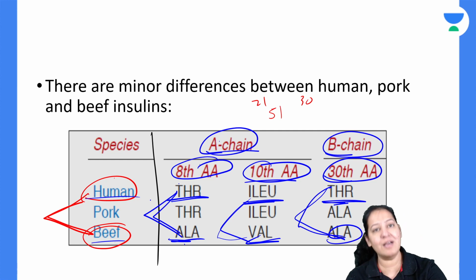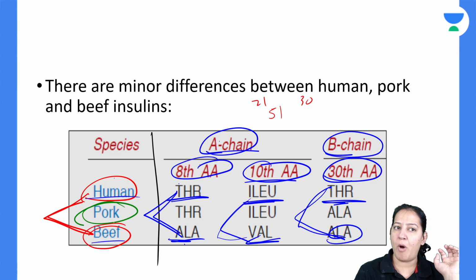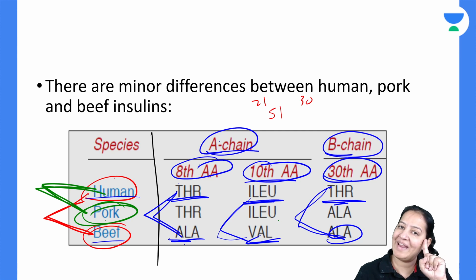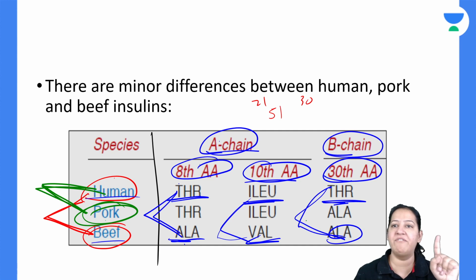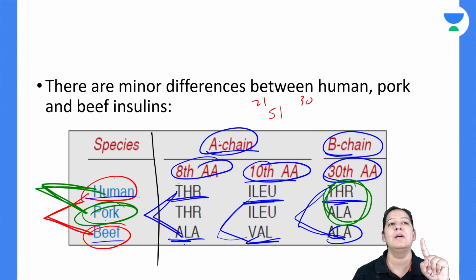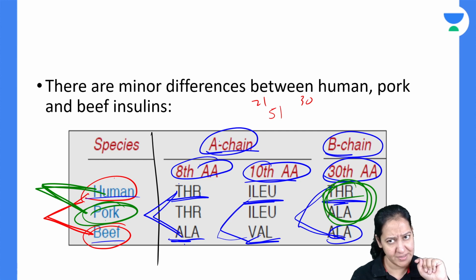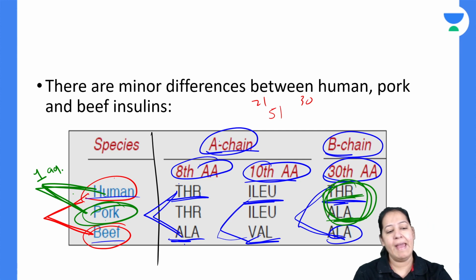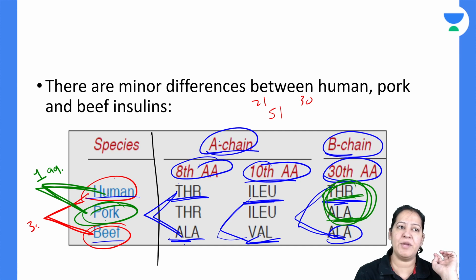Would you like to see the differences for pork insulin as compared to human? Now see these two. Pork differs from human in only one amino acid, not three, only one. What is the difference? Only in the beta chain. In the beta chain, the 30th amino acid, humans have threonine, but pork has alanine. So pork differs by one amino acid from human, and beef differs by three amino acids from human.